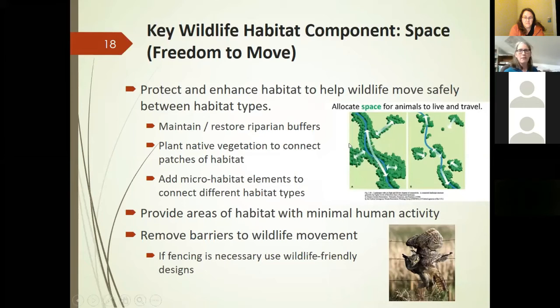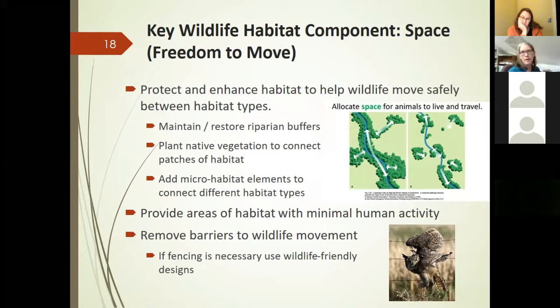This type of vegetated cover makes it a lot easier for a critter to move than what you see here on the right. And again, micro habitat elements are great tools to achieve this goal of providing safe movement across the landscape.